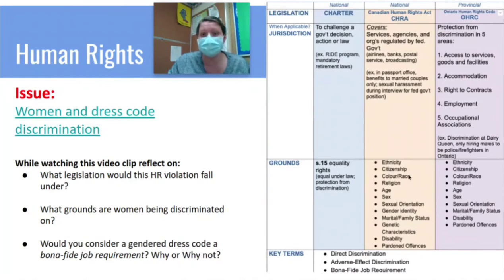So again, the Canadian Human Rights Act is different than what's available at the Ontario Human Rights Code, and is different than what's available at the Charter. So you need to figure out what column you're in first and then go down. Then you are going to look at the consideration of if this could possibly be considered a bona fide job requirement, why or why not. And if not, then is it discrimination? That is what we are looking at.